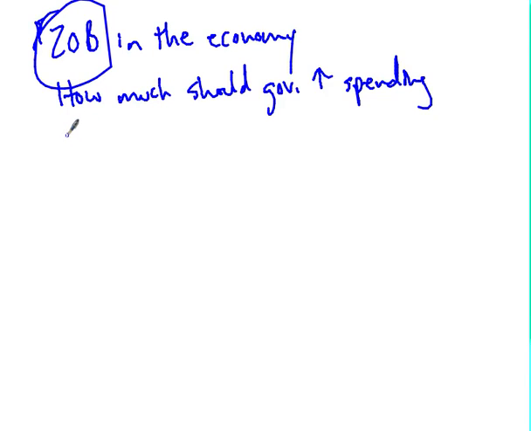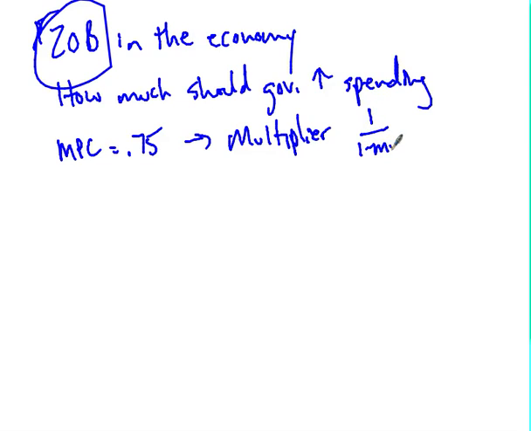Let's make the MPC, the multiplier, a little bit easier. So let's say that the MPC in the economy is 0.75. Okay, and so the first thing we want to do is calculate the multiplier. Remember, the multiplier is 1 over 1 minus the MPC, which is 1 over 1 minus 0.75, which is 1 over 0.25, which is 4. All right, so we know the multiplier is 4, and so they say we need $20 billion.